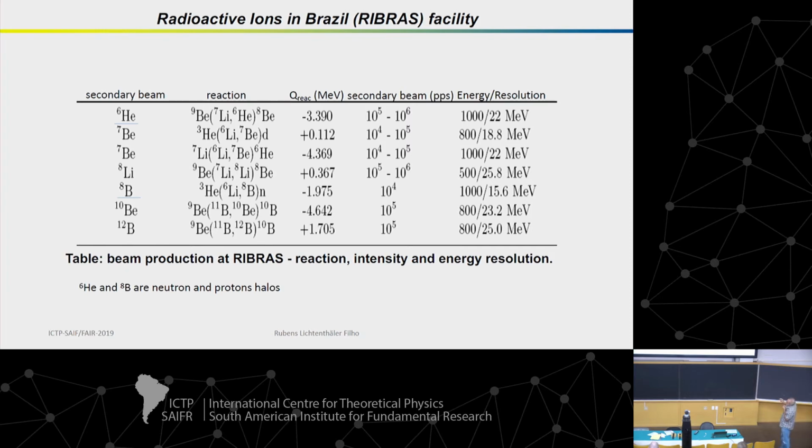So you'll see that you usually have beryllium 9 as target. With beryllium 9 and lithium 7, you can produce helium 6, but also lithium 8. But we can also have gas targets like helium 3 to produce boron 8 and beryllium 7 beams, and several other combinations that we can try to produce secondary beams.